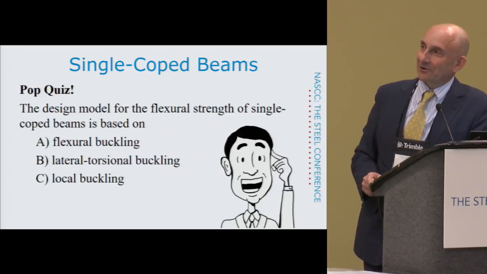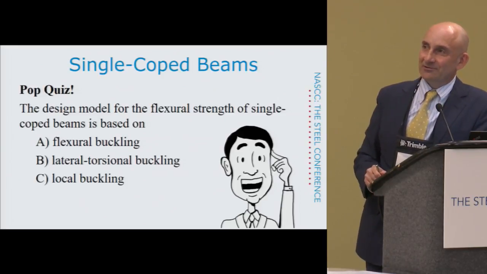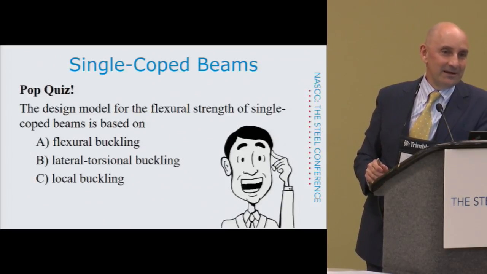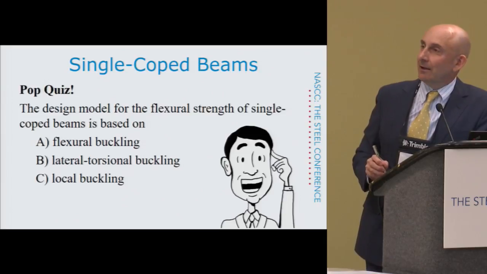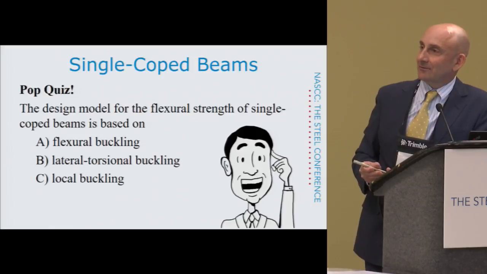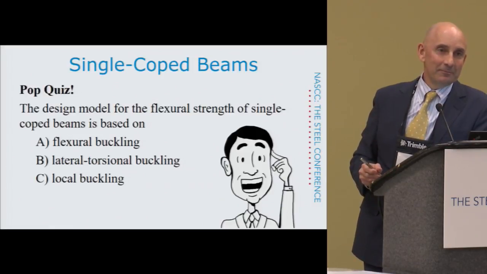Okay, so the design model for flexural strength of a coped beam is based on A, B, or C. A is flexural buckling, which is out of chapter E, that's a column type buckling. So I don't know if I've got any takers on that or not. B is going to be lateral torsional buckling out of chapter F, kind of a beam type buckling. And of course, at the very bottom, we end up with local buckling.